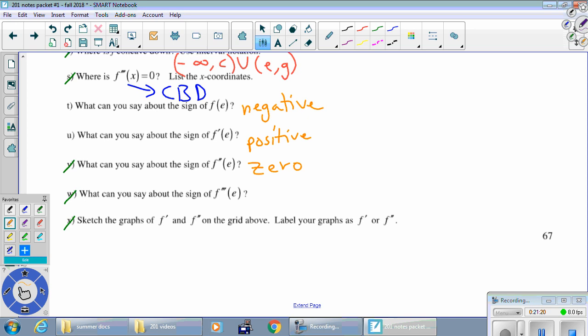Okay, and then finally the sign of f triple prime of 0. I can't say anything about f triple prime on this page. So that's again a cannot be determined.